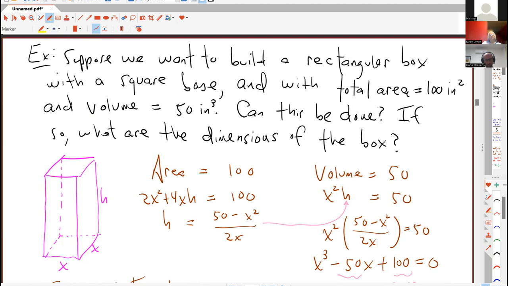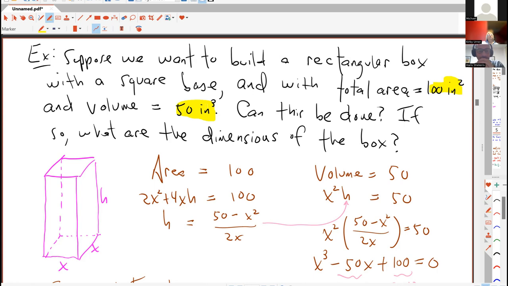Okay, so suppose you want to build a three-dimensional enclosure using a certain amount of area. You can have some kind of material like glass or cardboard. You've got a total area of, say, 100 square inches, and you want to enclose 50 cubic inches. So it's very much the three-dimensional analog of the perimeter and area problem that we talked about above. And it can be done.